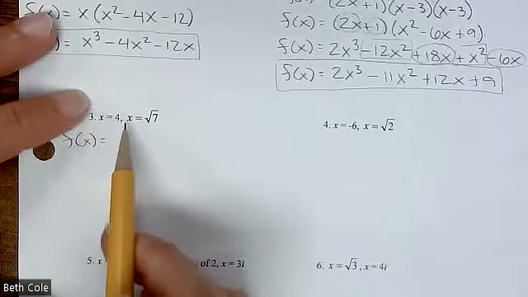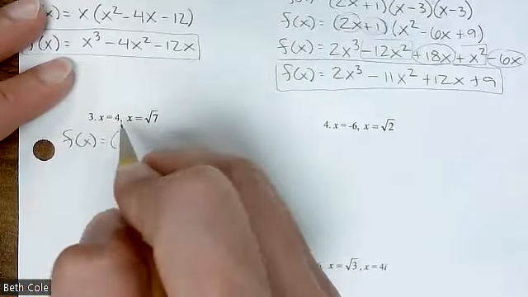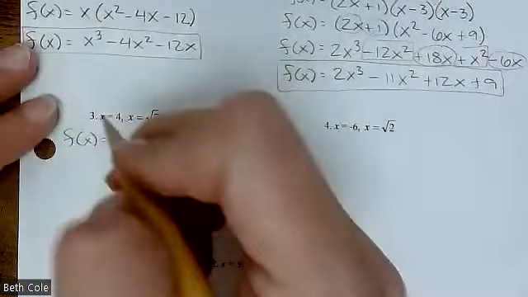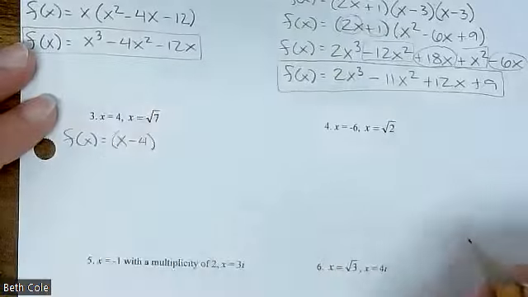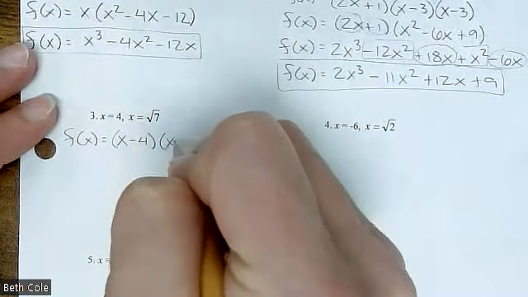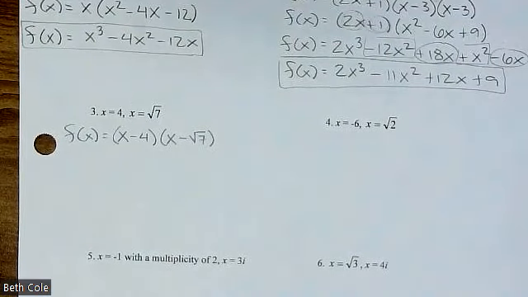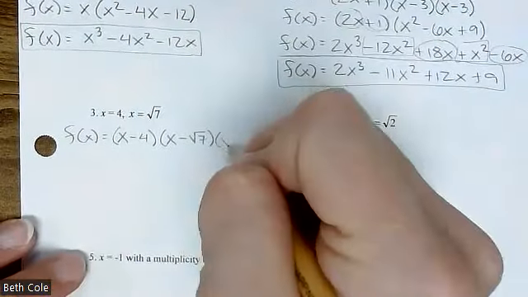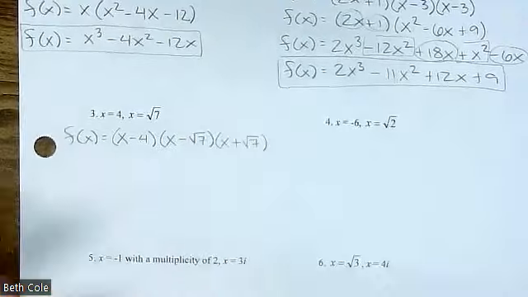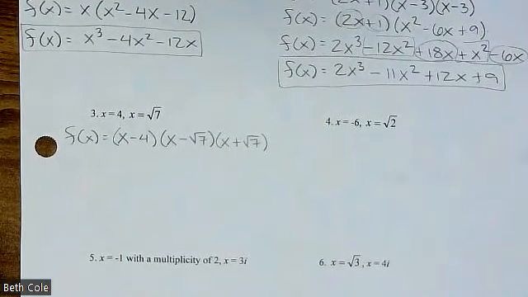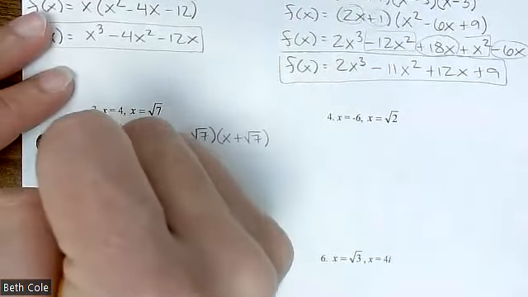All right, what would the factor be for 4? Yeah, x minus 4. And then you would have x minus square root of 7, but good, you're going to have x plus square root of 7. Even though it doesn't say it in the problem, you have to know it's there. In essence, that's like the answer. You just have to multiply it all together.